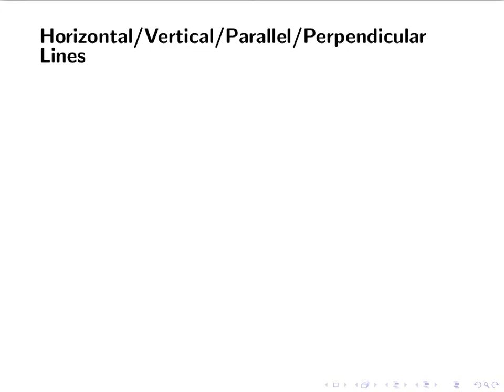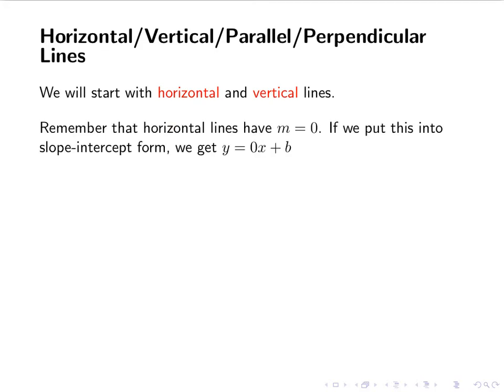Hello everyone, today we're going to look at horizontal, vertical, parallel, and perpendicular lines. We're going to start with horizontal and vertical first, because we've already talked about them a little bit. So remember that horizontal lines have a zero slope, and if we put this into slope-intercept form, we get y equals 0x plus b, which simplifies just to b. So a horizontal line looks like y equals b.